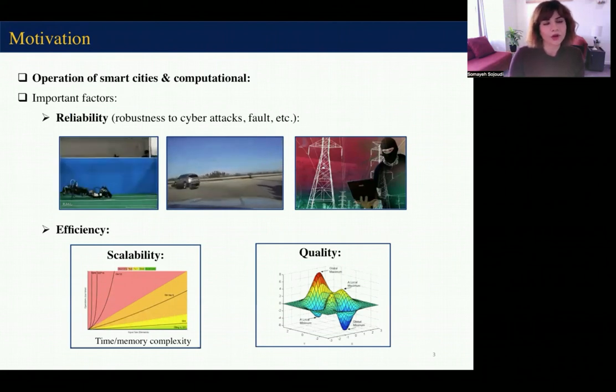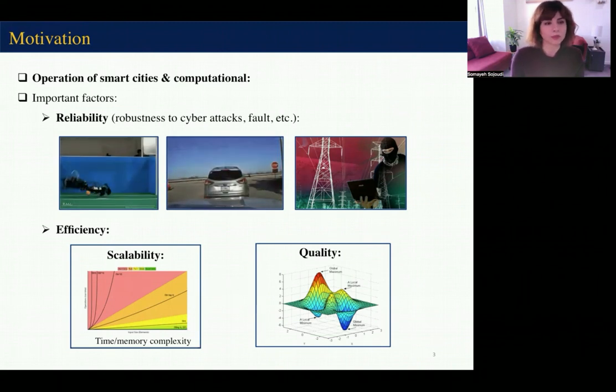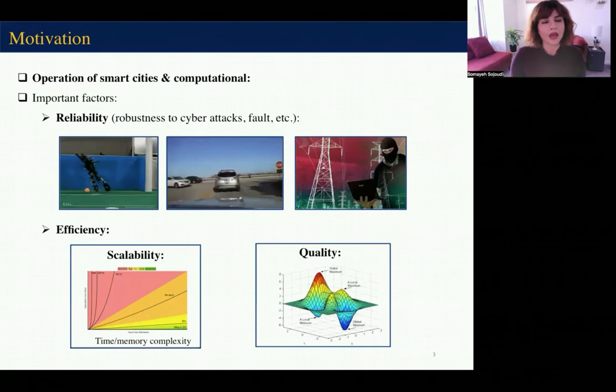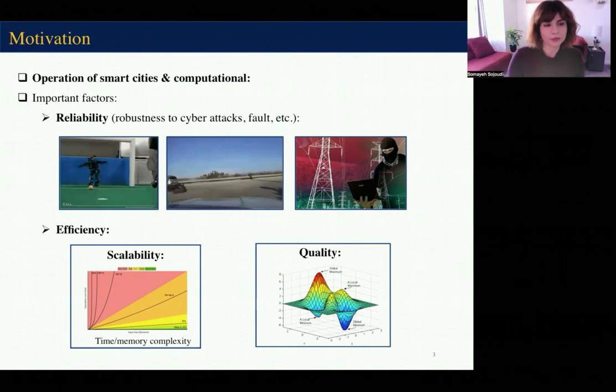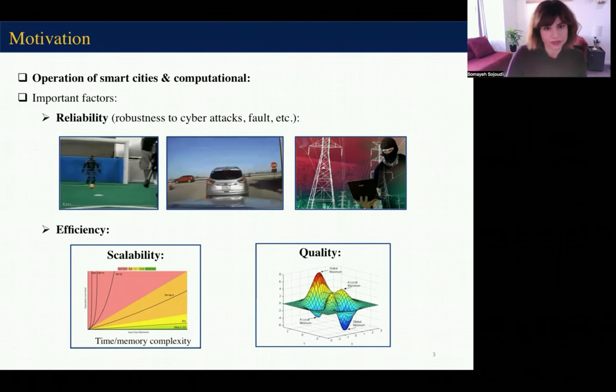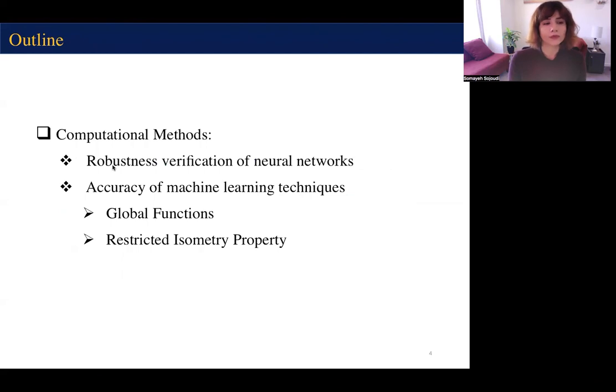And so we need to have computational tools that are reliable, meaning that they're robust to cyber attacks and sensor failures. And they're also efficient, meaning that they are scalable and can find the best solutions possible under tight deadlines and constraints. In this talk, I will discuss both notions of robustness and accuracy for machine learning models. First, I will talk about the issue of robustness verification for neural networks, and then focus on accuracy of our learning algorithms and discuss notions of global functions and restricted isometry.